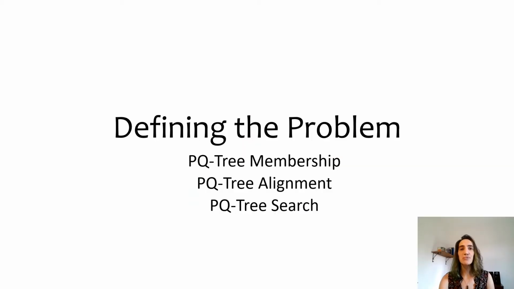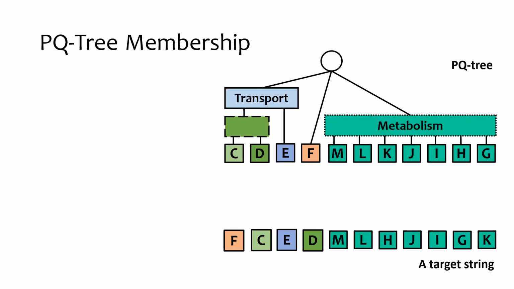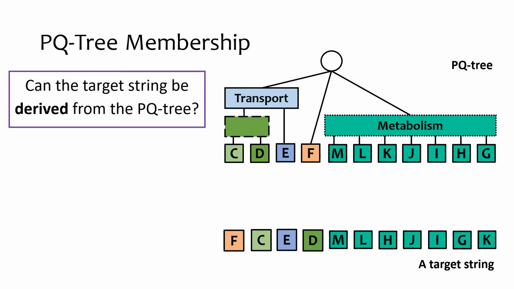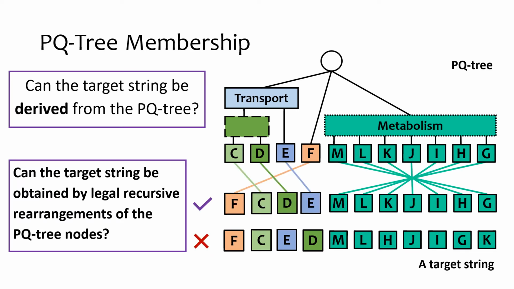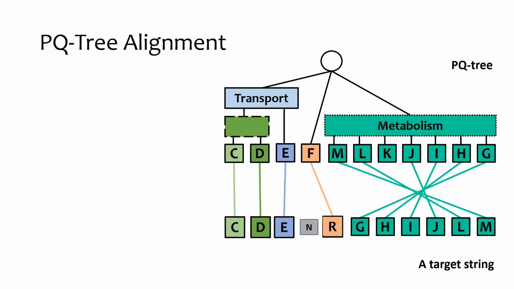Now, let's turn to the new problems we address in the paper. The most basic problem is PQ tree membership. Given a PQ tree and a target string, we would like to know whether the string can be derived from the tree. We would like to know if it can be obtained from the tree by recursive rearrangements of the PQ tree nodes. This string cannot be derived from the PQ tree, but this one can, as the mapping lines indicate. The second problem is PQ tree alignment.